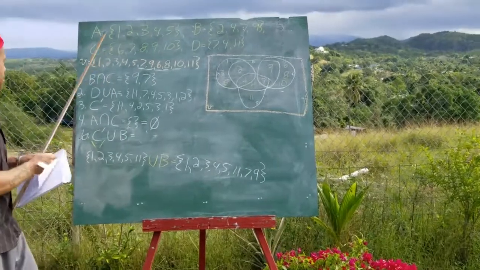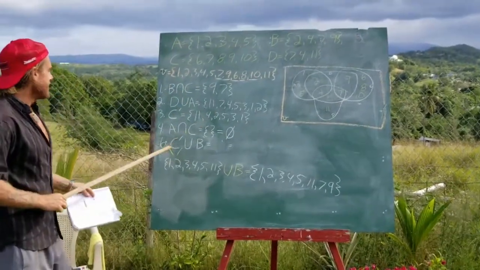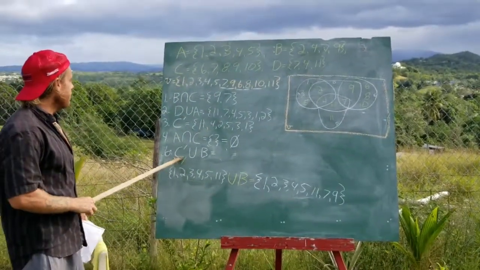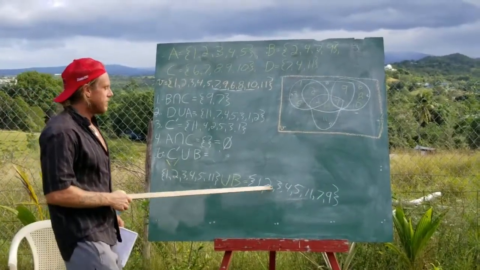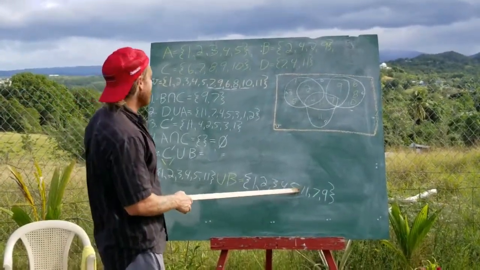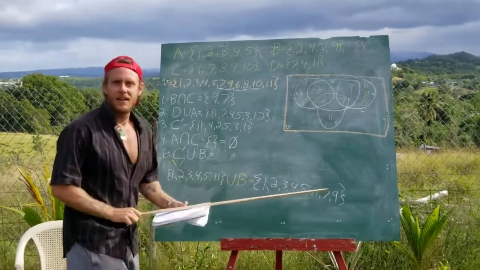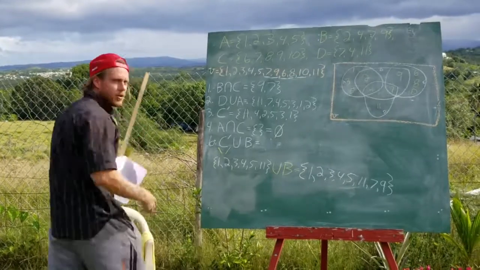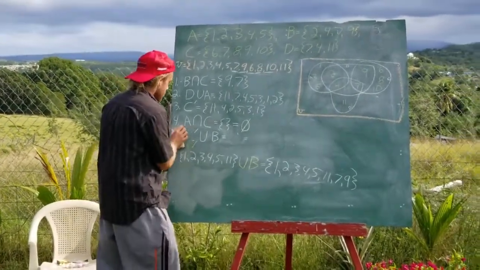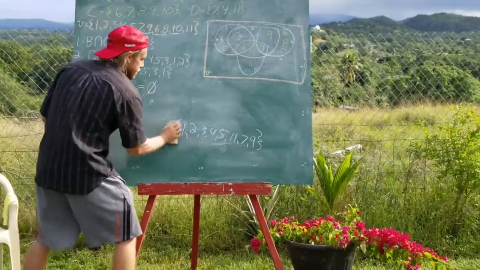So our set, or in other words, the set that is the complement of C with the union of B, consists of the elements 1, 2, 3, 4, 5, 11, 7, and 9. A little bit interesting one. All right, so far so good. Let's see what problem number 7 has for us.